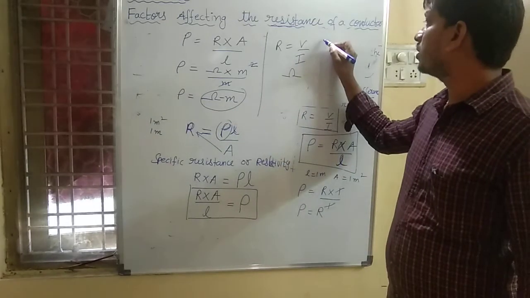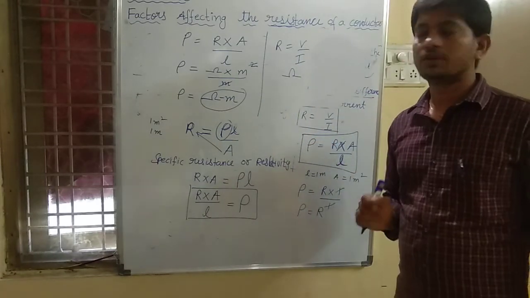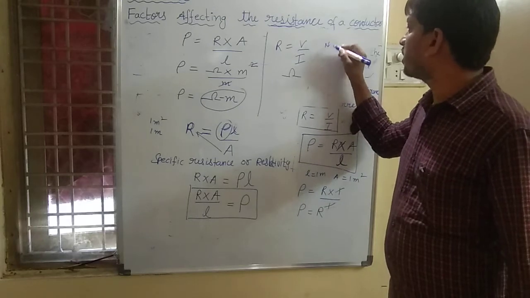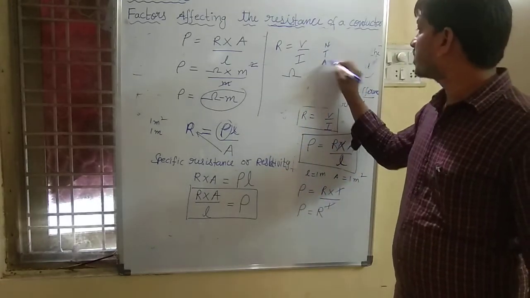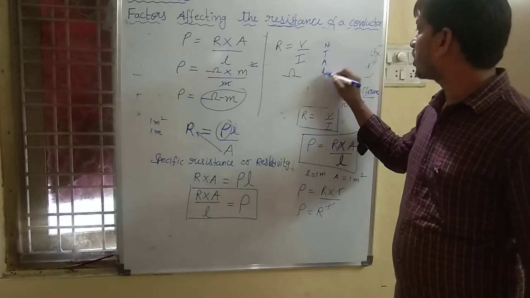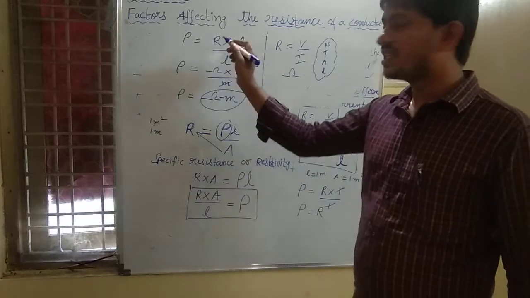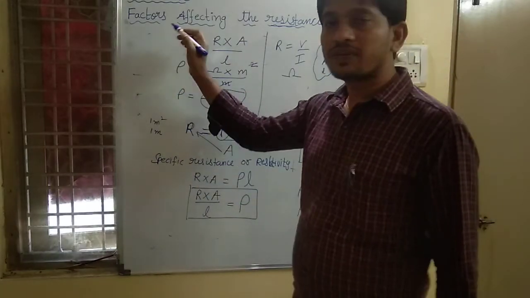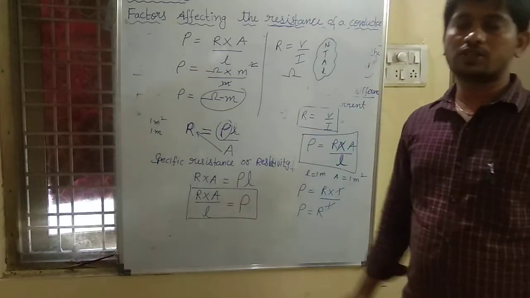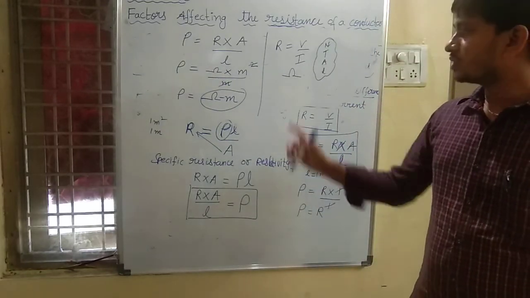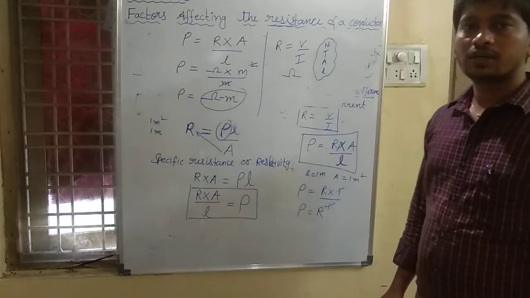Resistance depends upon 4 factors: nature of the material, temperature, area of cross section and length of the conductor. But resistivity does not depend upon length of the conductor. Okay, so that is the difference between resistance and resistivity.